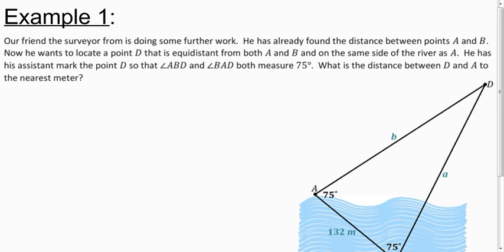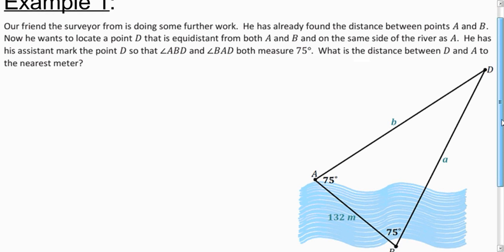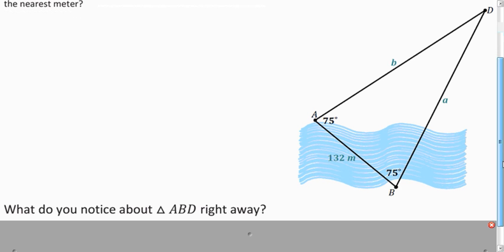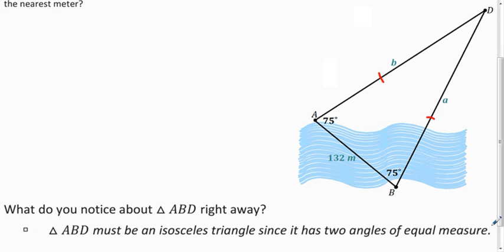So now let's apply what we've learned. Here we have a triangle. We've got those 75-degree angles. And we want to figure out the distance from D to A using the law of cosines. So how can we do that? Well, first of all, what do we notice about this triangle? We know that it is isosceles by the converse of the base angles theorem. Okay, so those are both 75 degrees. It's isosceles.